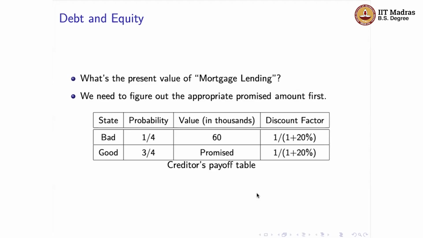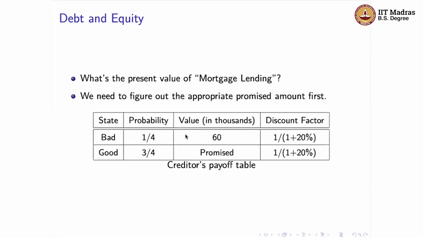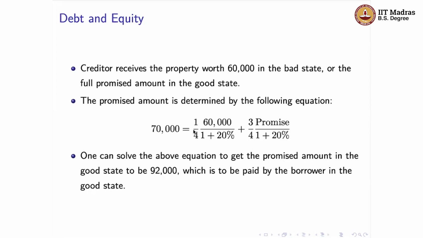So how do we go about calculating this promised amount? Well, remember that in terms of present value, the amount that the creditor had put in is 70,000. So we know the present value of the project in terms of these values that are given to us. If the present value is 70,000, we know that in the bad state, this amount is going to be 60,000. We know the discount factor. So in the bad state, the relevant numbers are 1/4, the probability of the bad state, multiplied by 60,000, the amount that is going to go to the creditor, divided by 1 plus 20%.